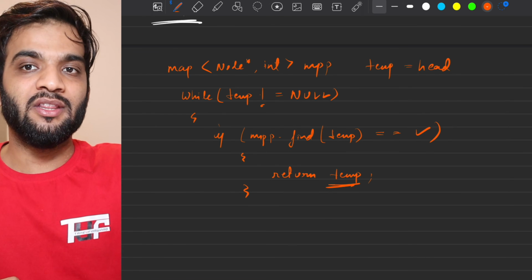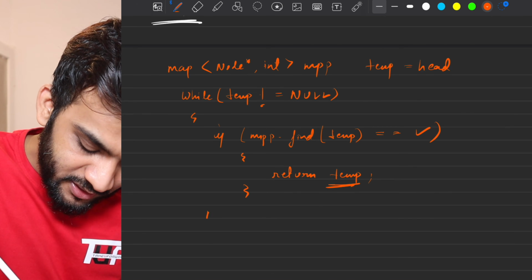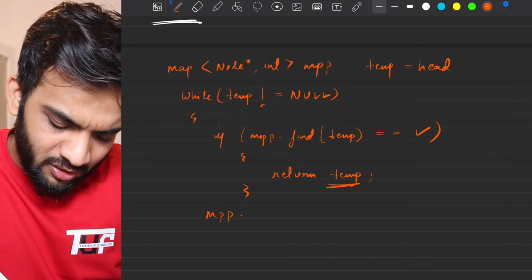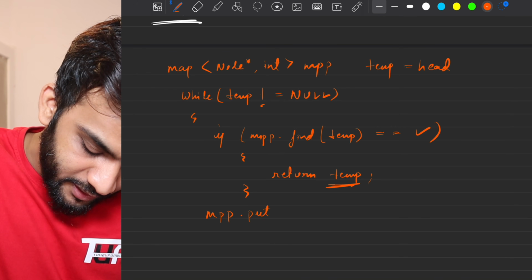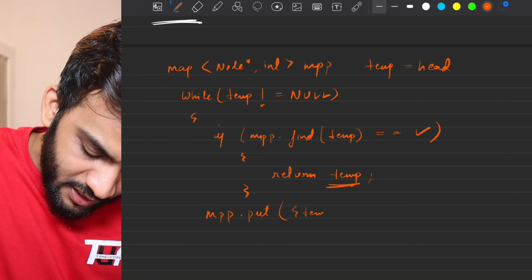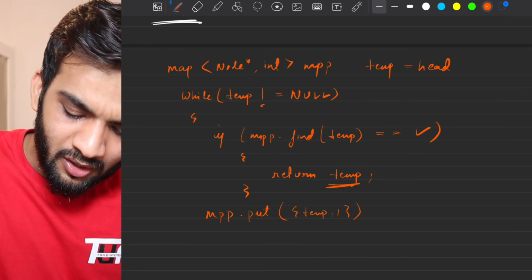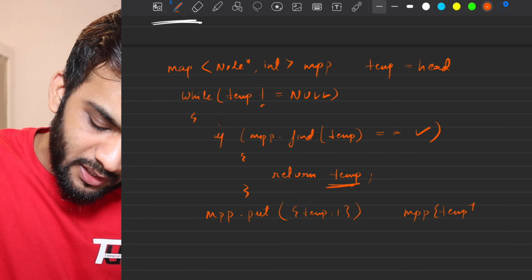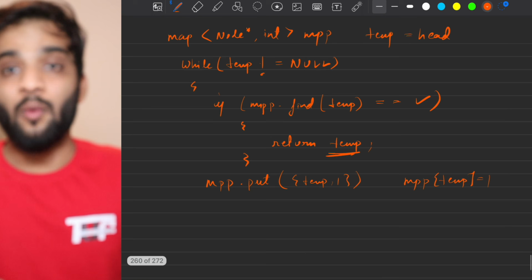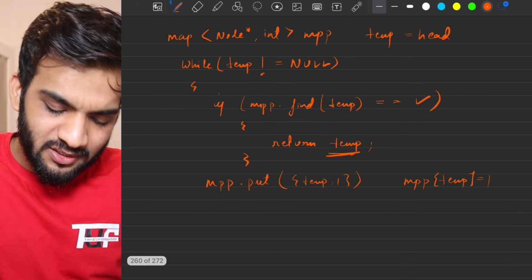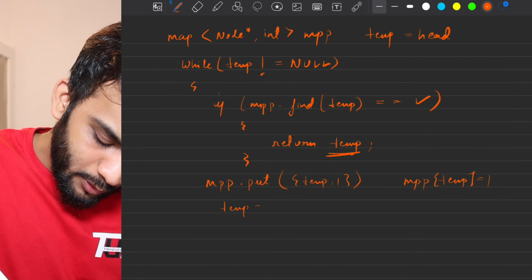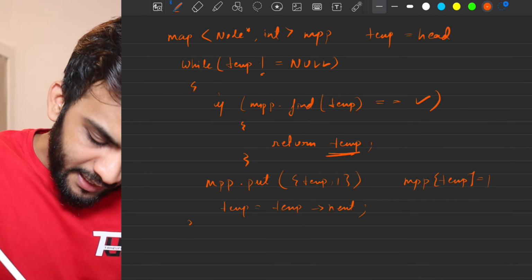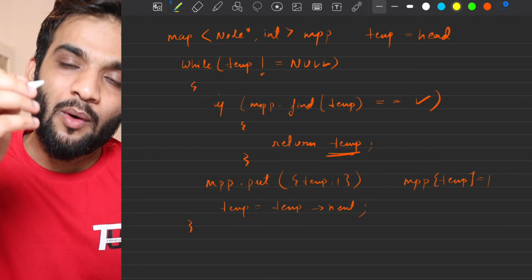So this temporary is my starting point and I will be returning. What if it is not in the map? In that case, you will say, map, can you just put this value in? In Java it is put. So you can write put and you can say, hey, can you put this value temporary and value 1 with it? Or in C++, you can straight away say map of temporary equal to 1. Your wish. Once you have done this, it's time to go to the next. So you'll say temporary equal to temporary dot next. And you'll keep traversing.